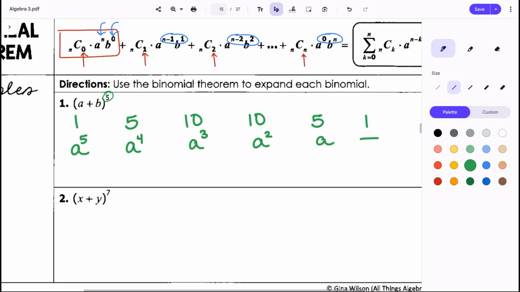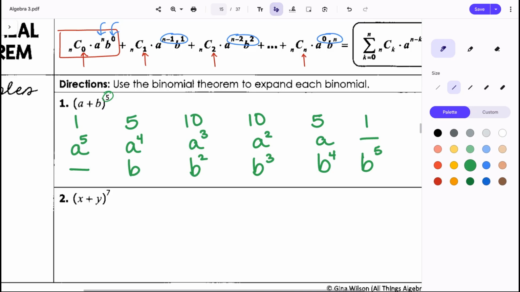Now I'm going to do the same thing with the second part here. So the b, but instead of starting at the beginning, we start at the end and we work our way to the left. So b to the 5th power, and then going backwards, b to the 4th, b to the 3rd, b squared, b, and then again, I don't need anything on that first one because it would be b to the 0, which is a 1. Does this look familiar to you guys?